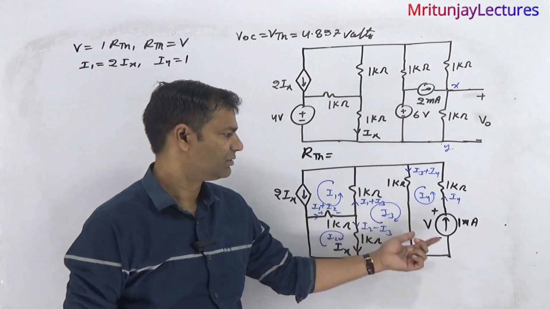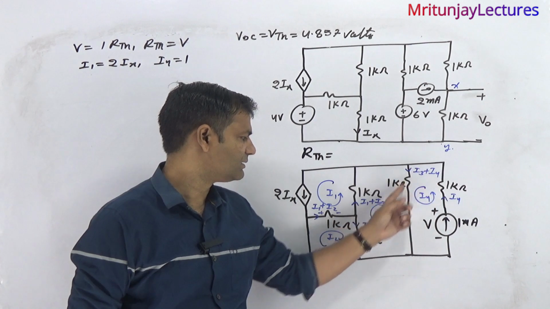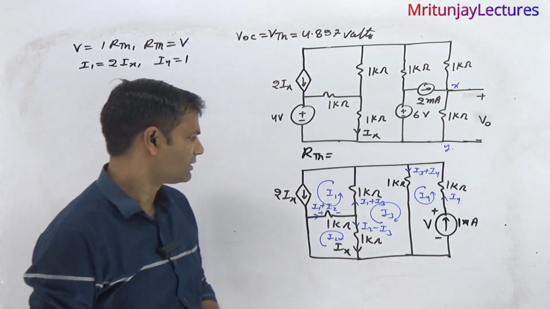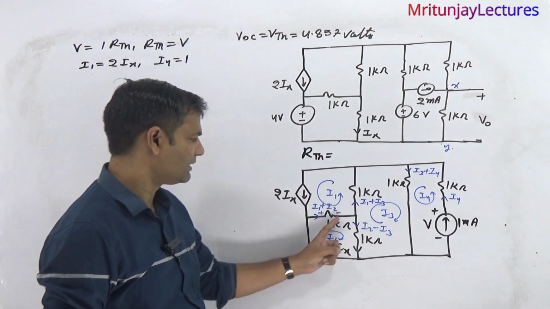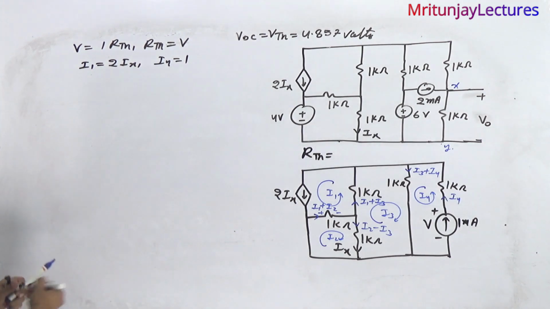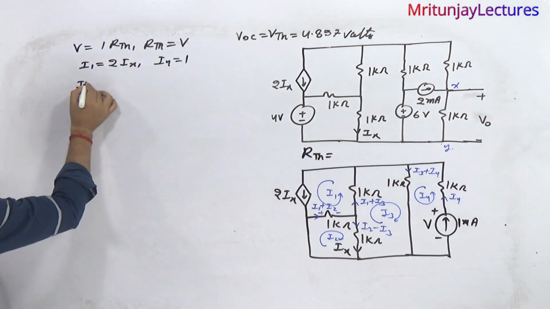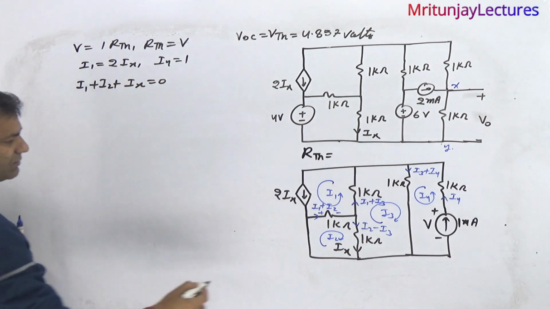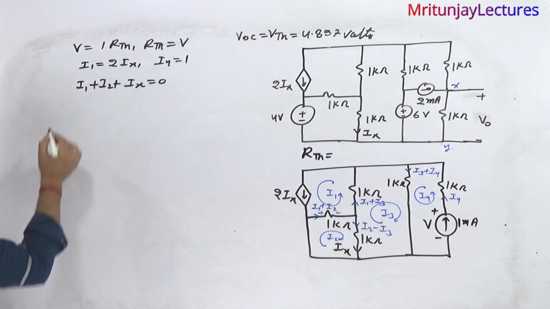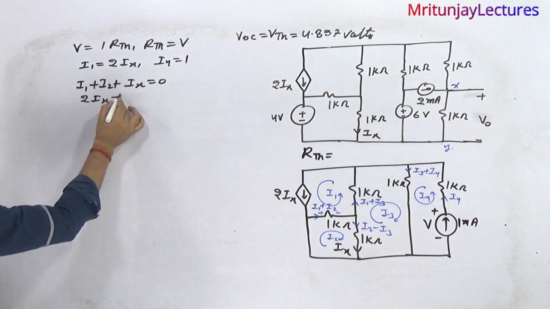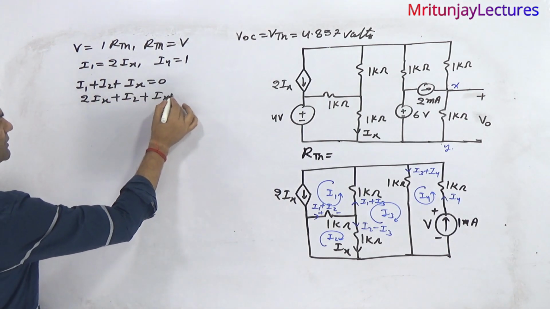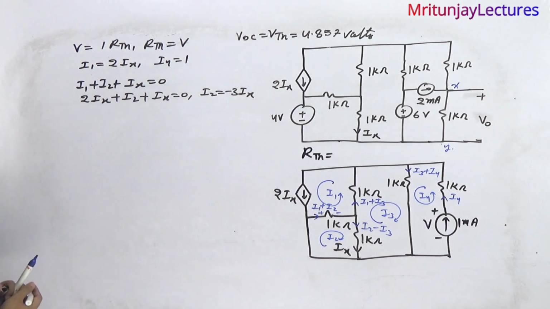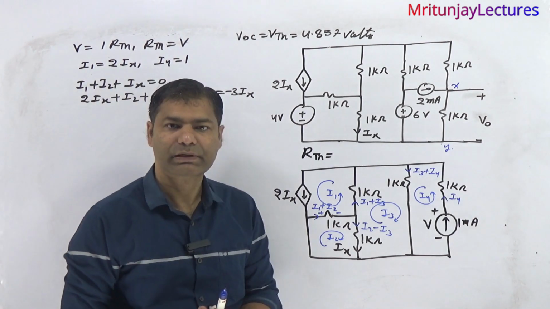If you determine I3, then we have also determined V, because we apply KVL in this loop in a very simple way. First of all, apply KVL in this loop: I1 plus I2 plus Ix is equal to 0. I1 is 2Ix, and I2 plus Ix is equal to 0. So what about I2? I2 is minus 3Ix. Clear or not? So we got I1, I2 and I4.